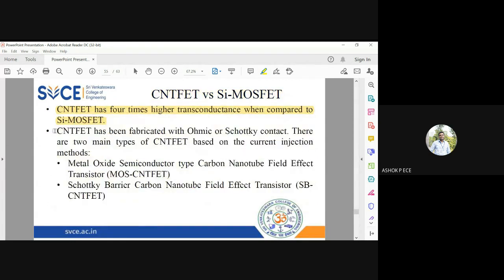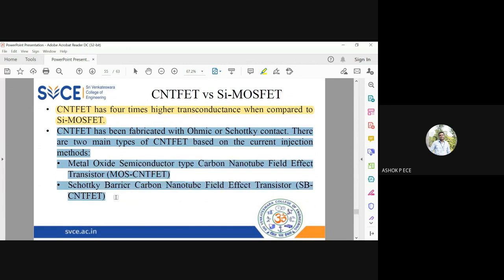CNTFET can also be fabricated with Omega Schottky contact. There are two main types of CNTFET based on current injection methods: one is MOS CNTFET, another is Schottky barrier CNTFET. So one more classification of CNTFET: you can fabricate a CNTFET with Omega Schottky contact. Based on that, you have two methods: one is MOS CNTFET, and the second one is Schottky barrier, SB CNTFET.